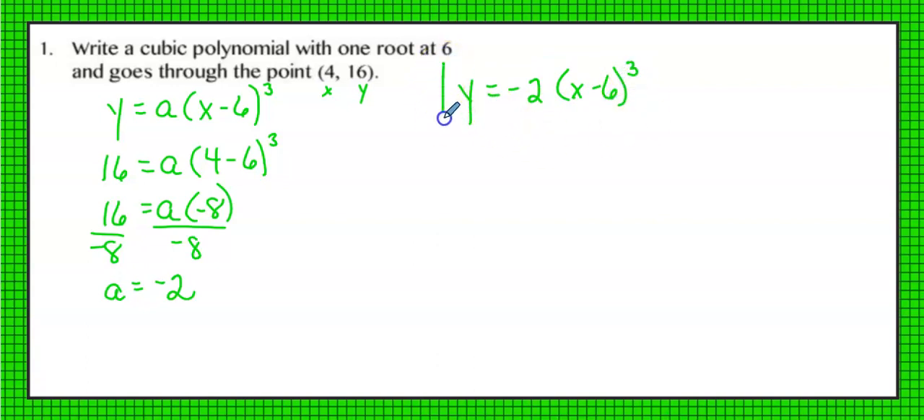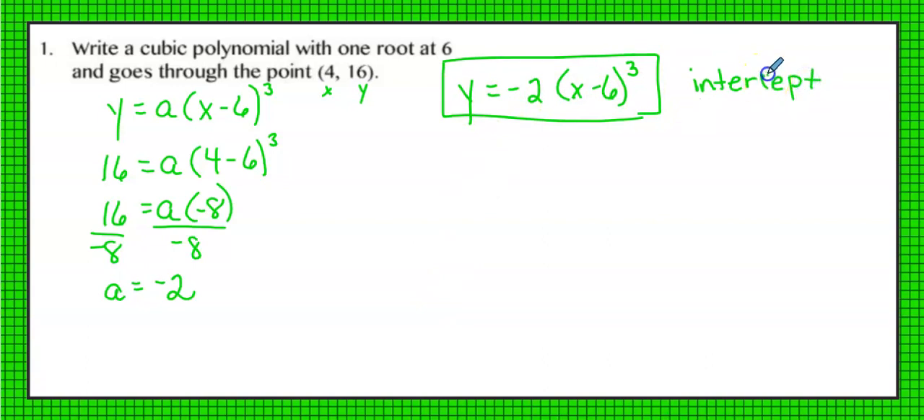So I would accept this, but I'm going to go ahead and take this and multiply it and get standard form. This is intercept form, if you remember. And this would be acceptable for me. But our directions tell us to do standard form. So we're going to go ahead and multiply this out, which means we have to write the x minus 6 3 times.